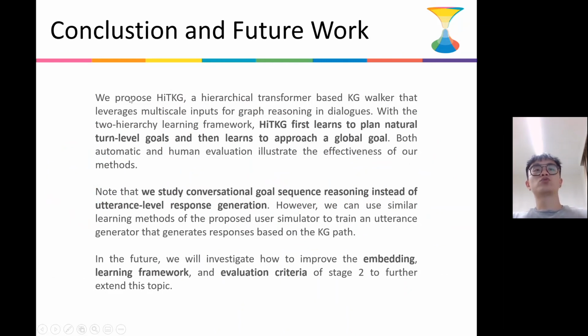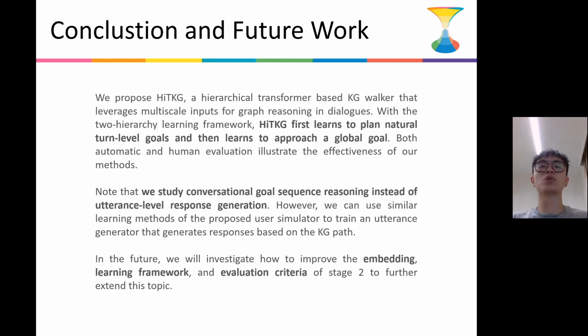In this work we propose HiTKG, a hierarchical transformer-based KG walker that leverages multiscale inputs for graph reasoning in dialogues with a two-stage hierarchical learning framework. HiTKG first learns to plan natural turn-level goals and then learns to approach a global goal. This is the core of our work. Both automatic and human evaluation illustrate the effectiveness of our methods. Please note that we study conversation goal sequence reasoning instead of utterance-level response generation.